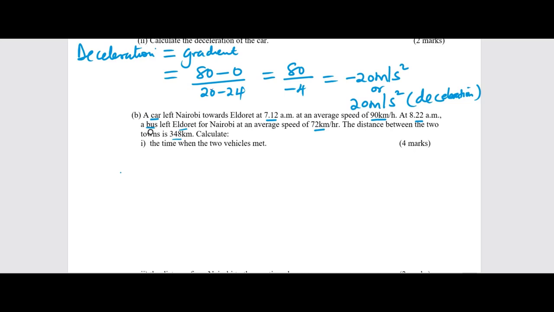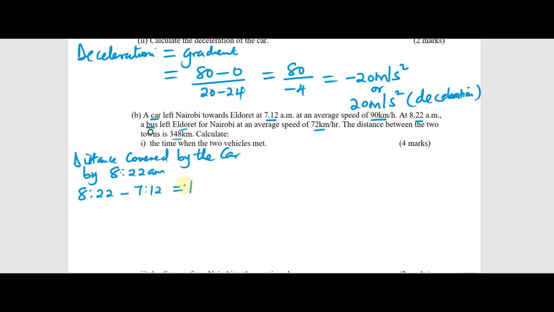So the first thing we're going to do is get the distance covered by the car by 8:22 a.m. You can see the car left earlier at 7:12, then the bus left at 8:22. So let's get the distance covered by the car by 8:22 a.m. The difference in time, when you subtract 7:12 from 8:22, is 1 hour and 10 minutes, which is equivalent to 70 minutes.